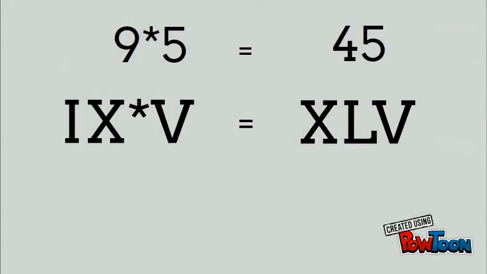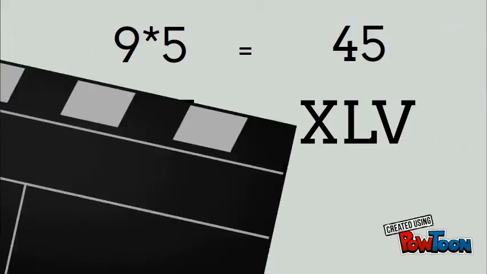IX times V is the same thing as 9 times 5. And 9 times 5 is 45. And 45 written in Roman numerals is XLV, because you would subtract the X from the L to get 40, plus the V, which equals 5, 45.